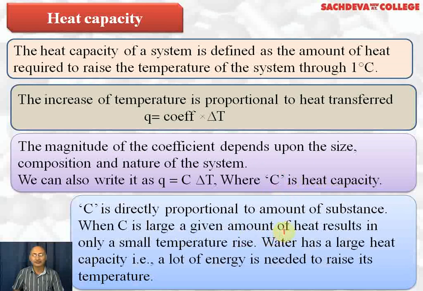C is directly proportional to amount of substance. Means greater is the amount of substance, more will be C, that is heat capacity. When C is large, a given amount of heat results in only a small temperature rise. For example, water has a large heat capacity, that is, a lot of energy is needed to raise its temperature.